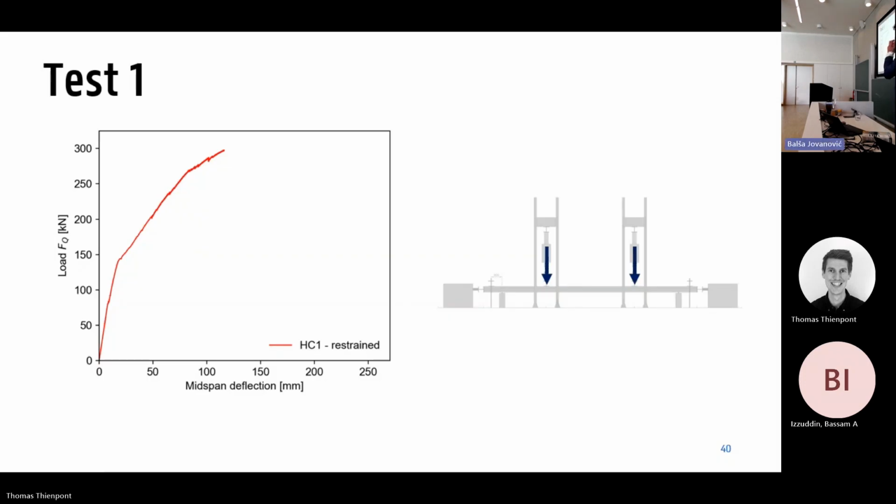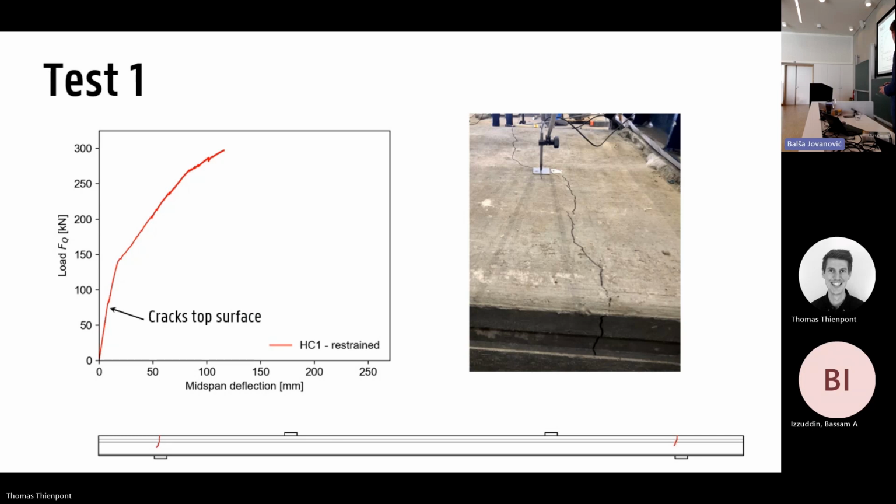So the graph on the top right, I will break it down for you in a few more steps. Again, we have a relation between the loads and the displacement. Initially, we have a linear relationship. So basically, we increase the load a bit, and also the deflections increase in the same amount. And then at around 70 kilonewtons, we had the first cracks at the top surface. That's basically because we were restraining the ends against rotation. You can also see the crack pattern visualized here at the bottom.